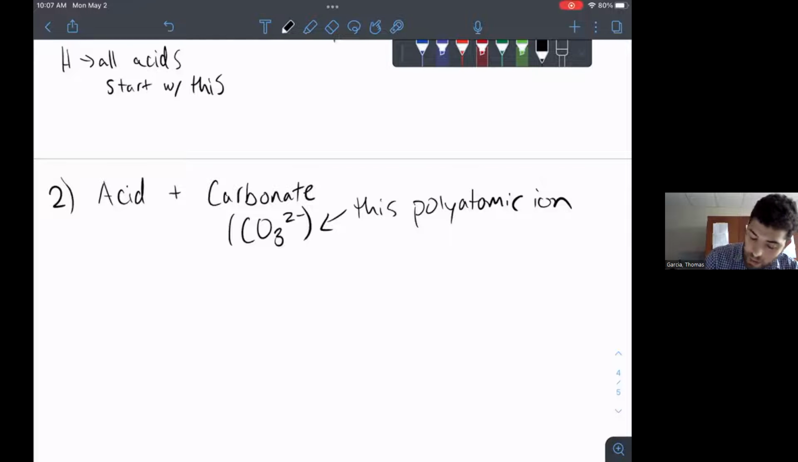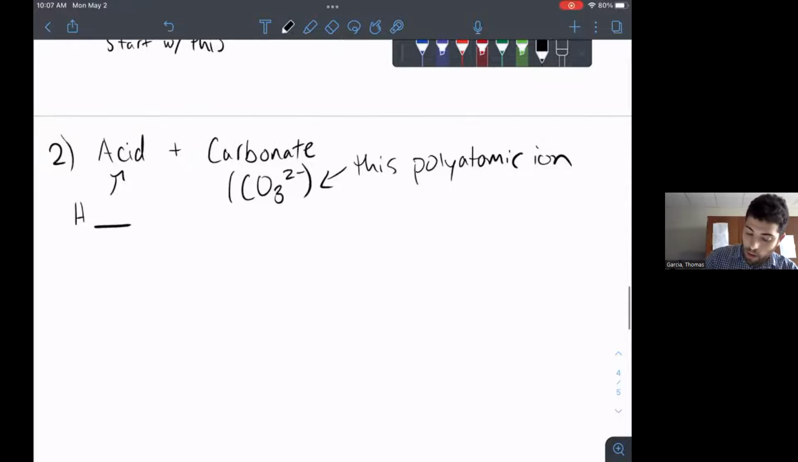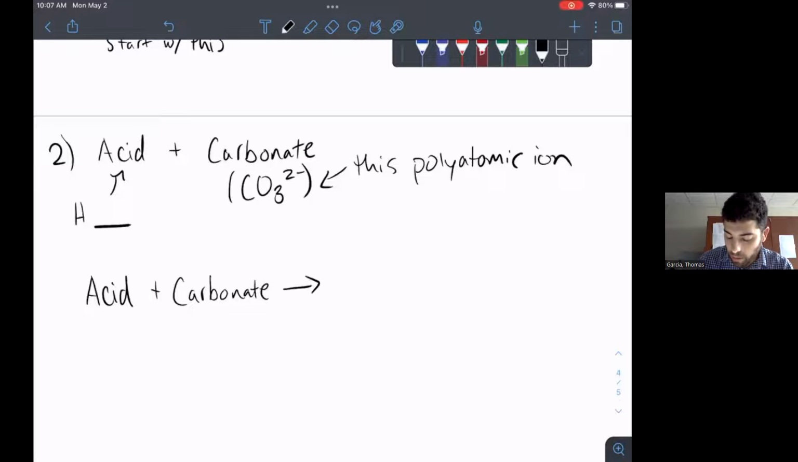Now, acids, once again, are going to be our H something, H whatever. Let's go ahead and take a new reaction, but before we do, let's explain it. An acid plus a carbonate will always produce a couple of the same things. We're always going to produce water. We're always going to produce CO2.